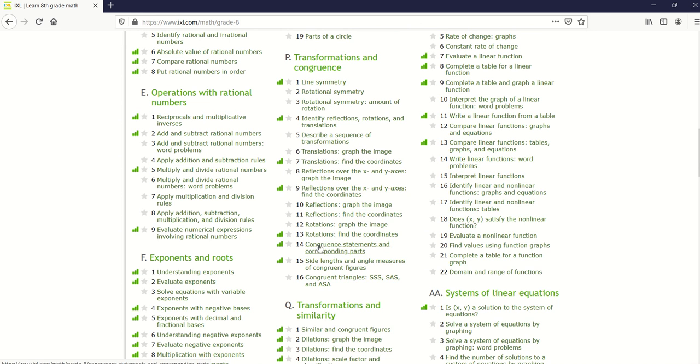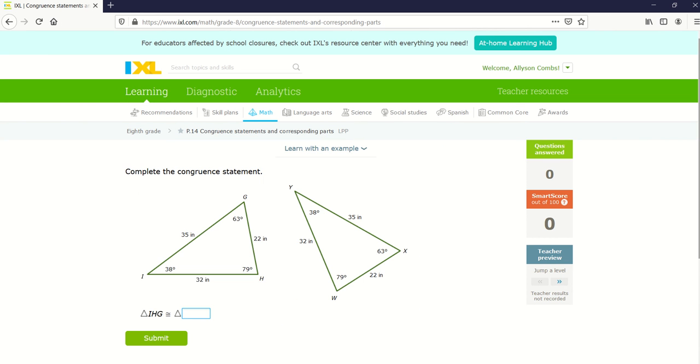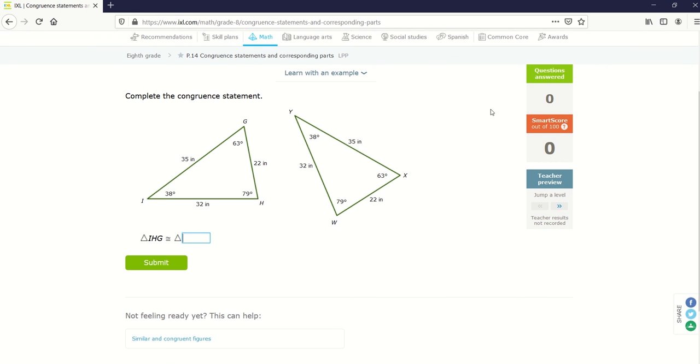Okay, so P14 is a congruent statement. What we're looking at right here is we're going to match up the degrees, because that means, like this one here, G is 63 degrees. So G matches up with X. That means that I matches up with Y, and then H matches up with W. We're looking at the degrees. The degrees tell us what angles match together.